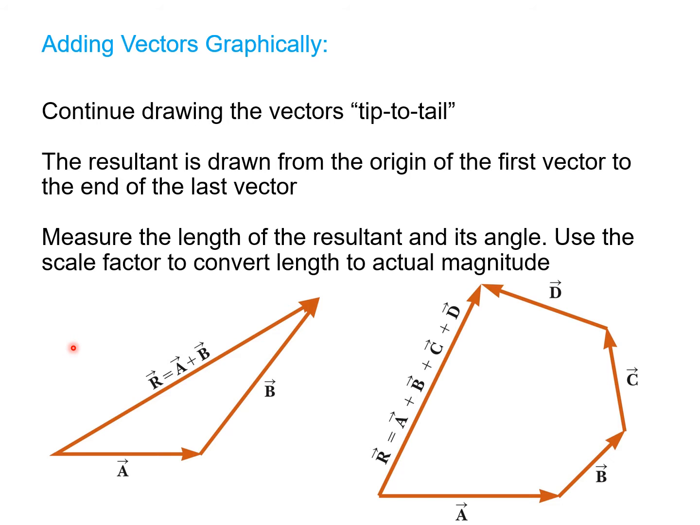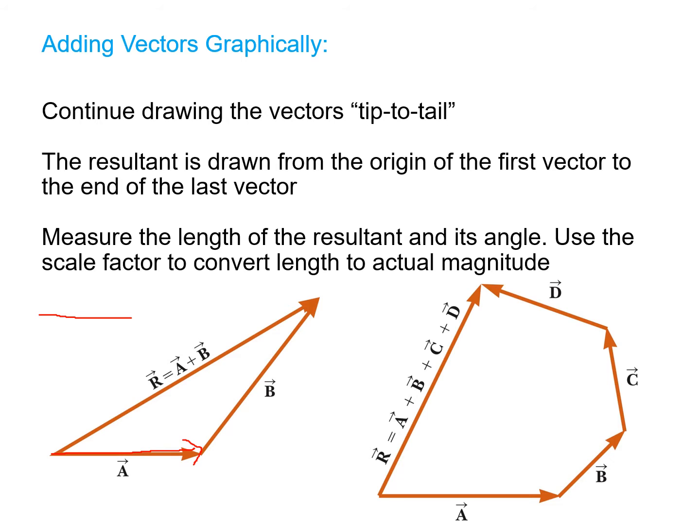Graphically means we can draw the vectors itself. Okay, how to draw a vector? So again, we should be very precise. Let's say vector A is here, like this. Okay, using a ruler. Of course, this is vector A.